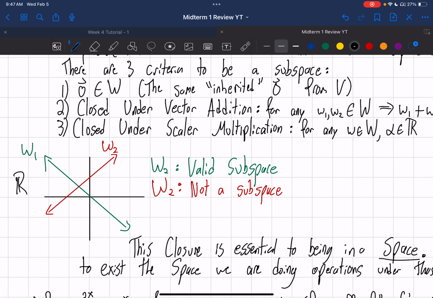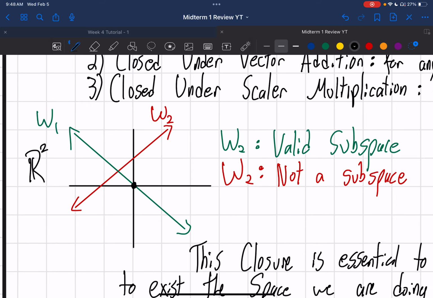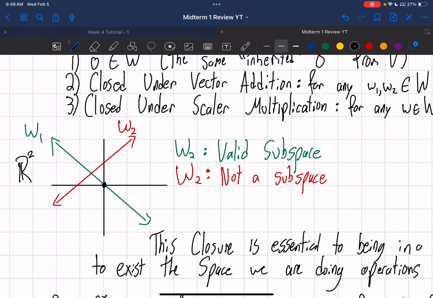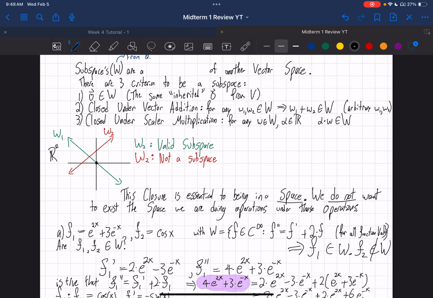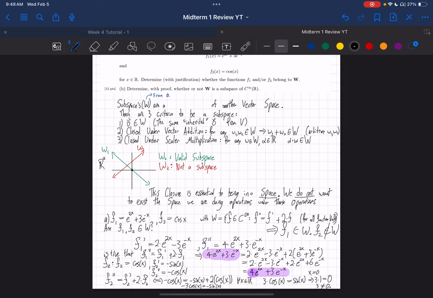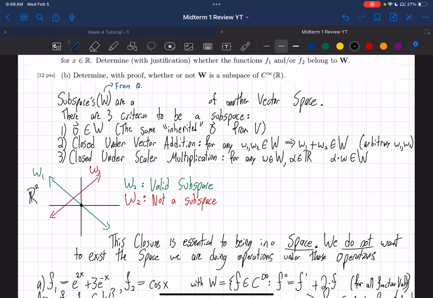So if we have 2 lines here in our R2 space, we have W2. This is some rule on some set. But clearly, W2 does not go through the critical origin here, which is our 0 vector in R2. So that would make W2 not a subspace. But since our line W1 is within this space, and it intersects with the origin, it's clear that the 0 vector is here. Okay.